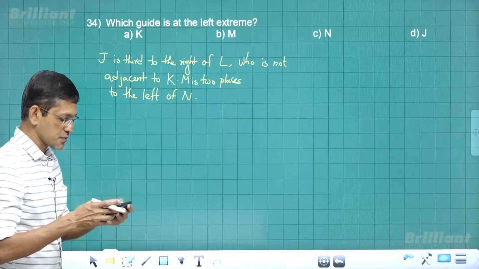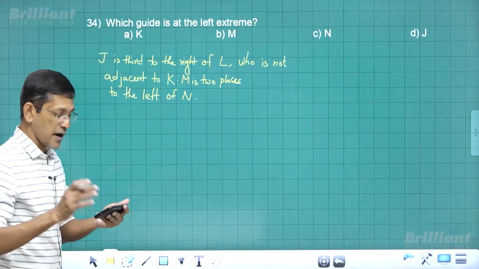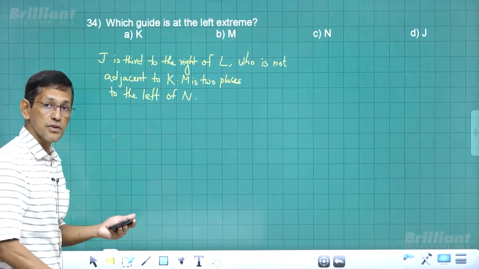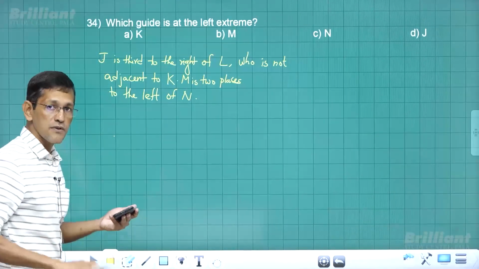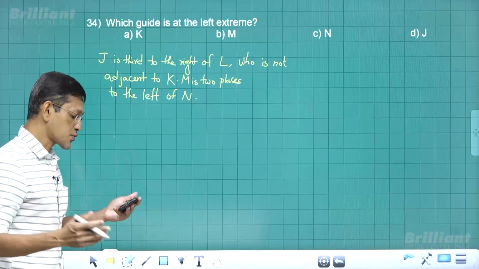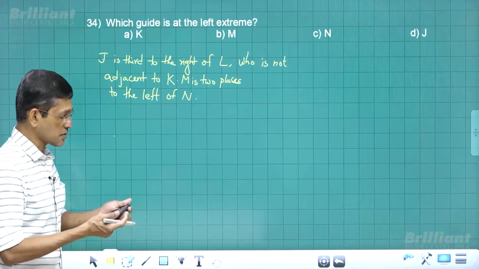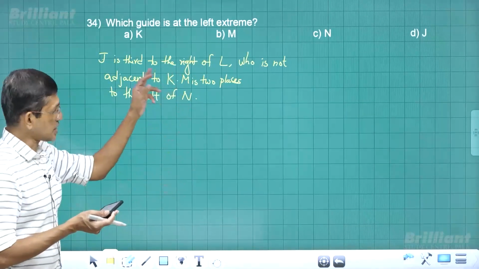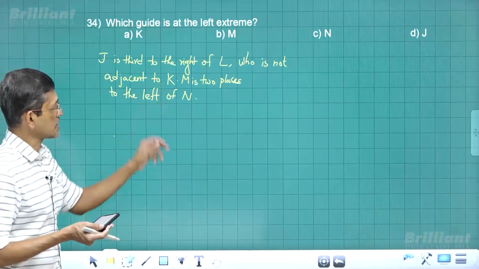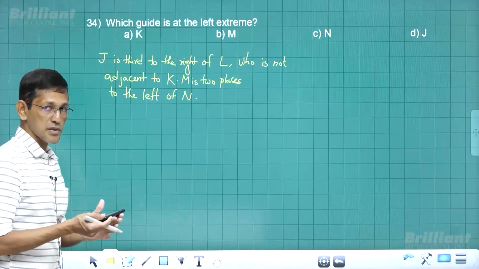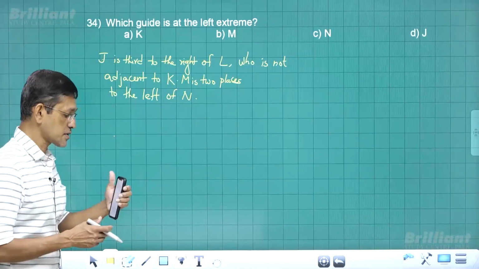So ultimately, this is what the question is. Five guides are sitting in a row watching tourists. So it could be a tourist spot. Five guides are sitting in a row, five of them. They are watching the tourists. And J is there to the right of L. And L is not adjacent to K. And M is two places to the left of N. So that is what is given to us.